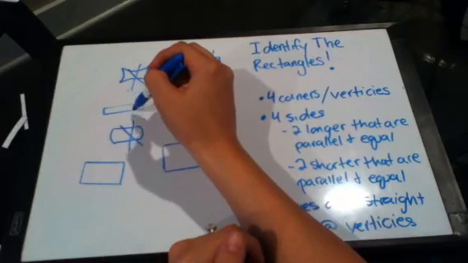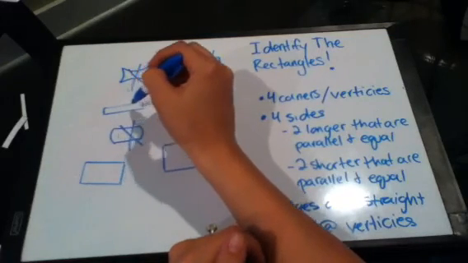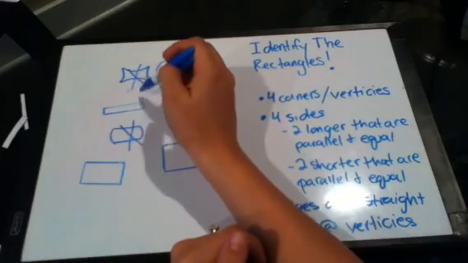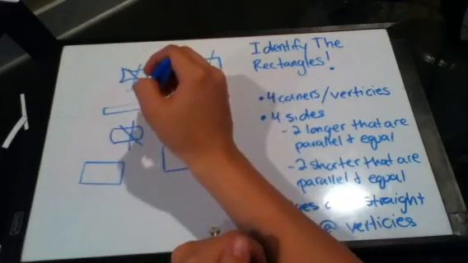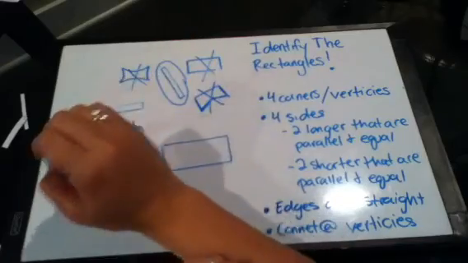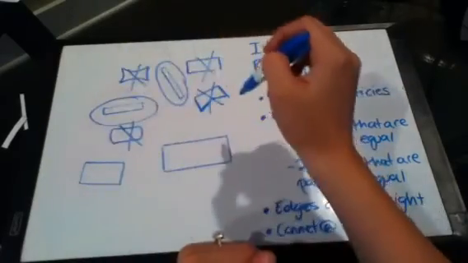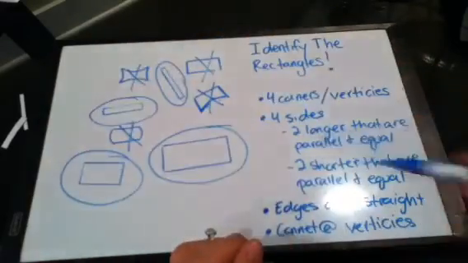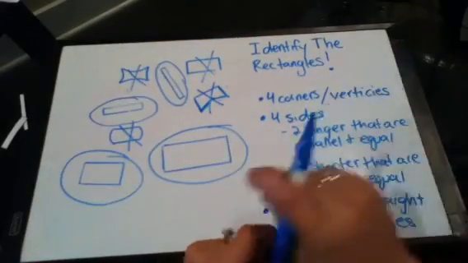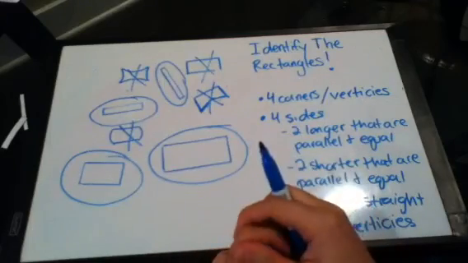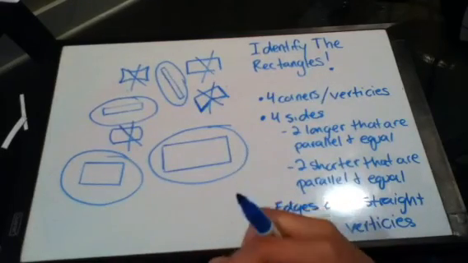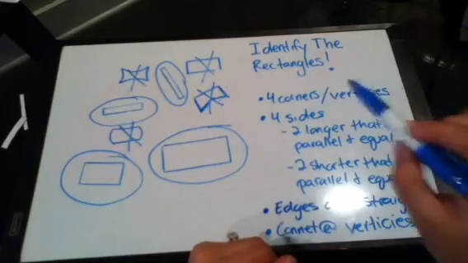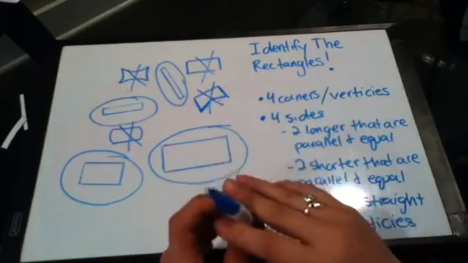This one, there's 4 sides. The 2 longer ones look like they're parallel and equal. The 2 shorter ones also look like they are parallel and equal. All the vertices connect, and all the edges are straight. So we're good. And so you might have them go through and do this activity, and if you feel like they've mastered it, then you can go into the transitional stage between level 1 and level 2.